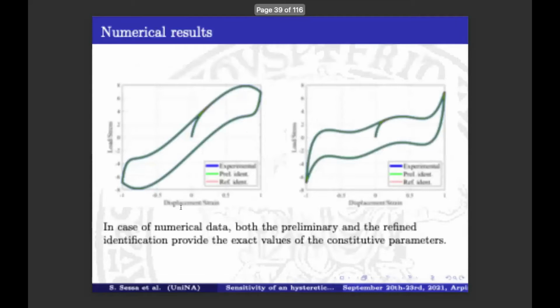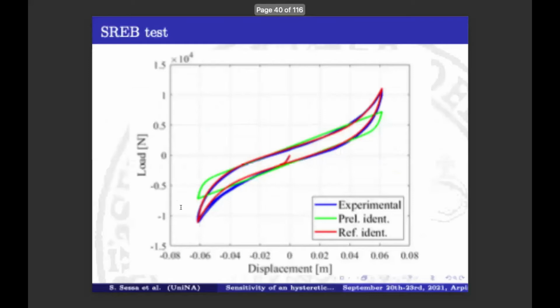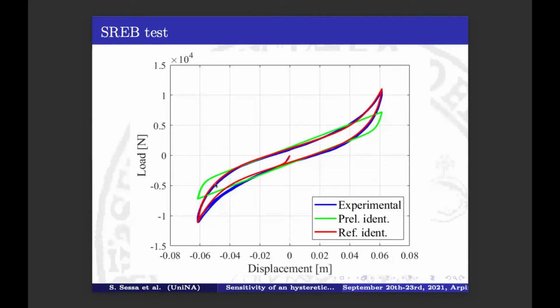Actually, these two are pseudo-experimental tests, and if we just try to identify the real response of the material, we get a perfect convergence. The error is zero. It's not even a numerical zero. It's just that the algorithm provides the right numbers. While in the case of experimental data, we have some discrepancy, but it's a very good approximation of the experimental response.